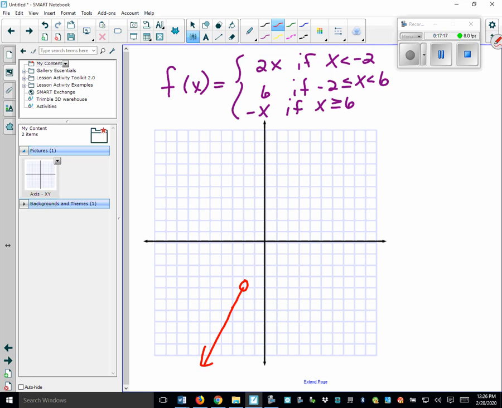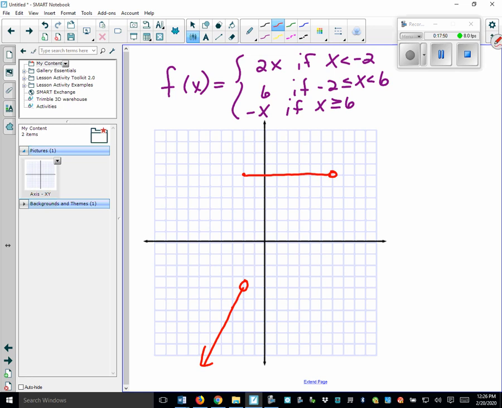Now, for my middle piece, when x is -2, what is y? 6, with a closed circle. When x is 6, there's also 6. But what kind of circle is it? It would be open. And it looks like this, right?